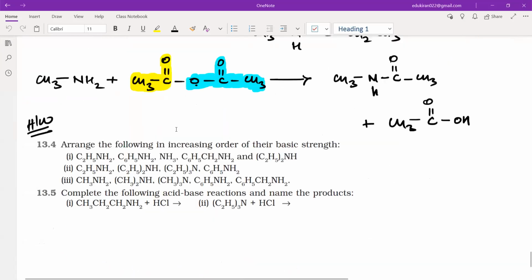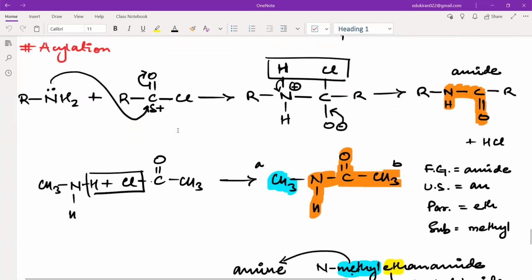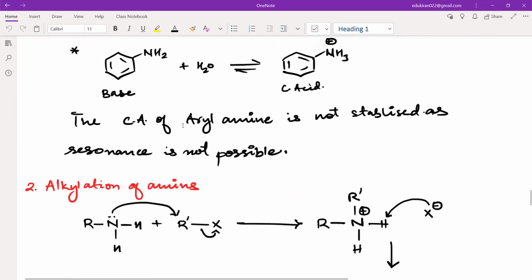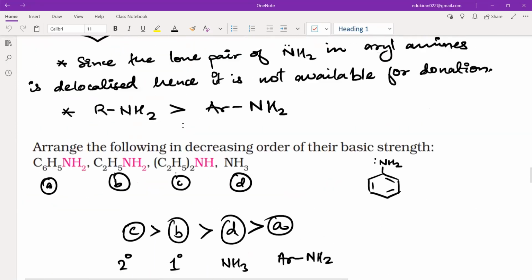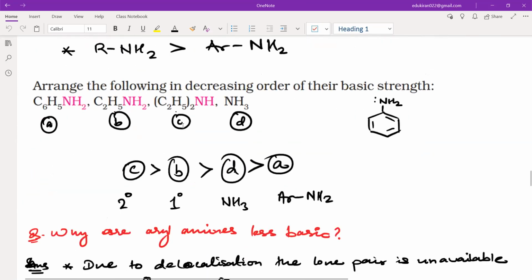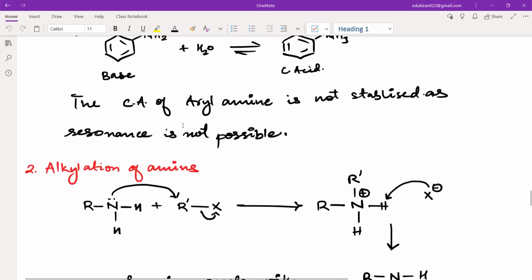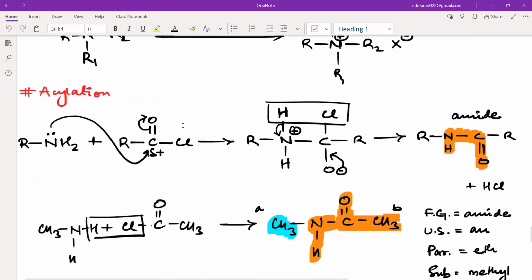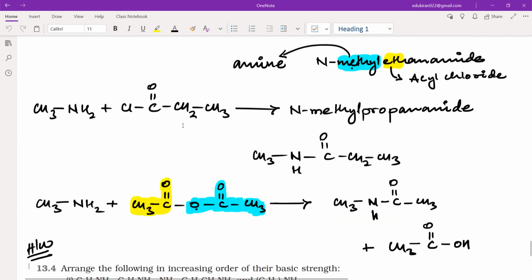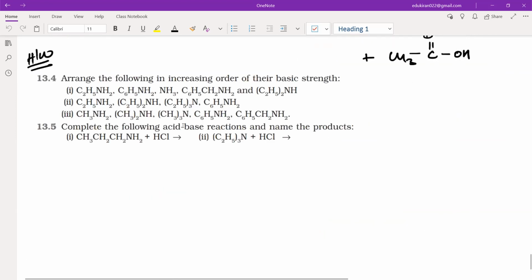Yesterday we ended with what were we doing? So we were doing chemical properties. Okay, fine. We have done chemical properties and one reaction, alkylation and acylation is done. So basic strength, I have given a question. I hope somebody did the questions.